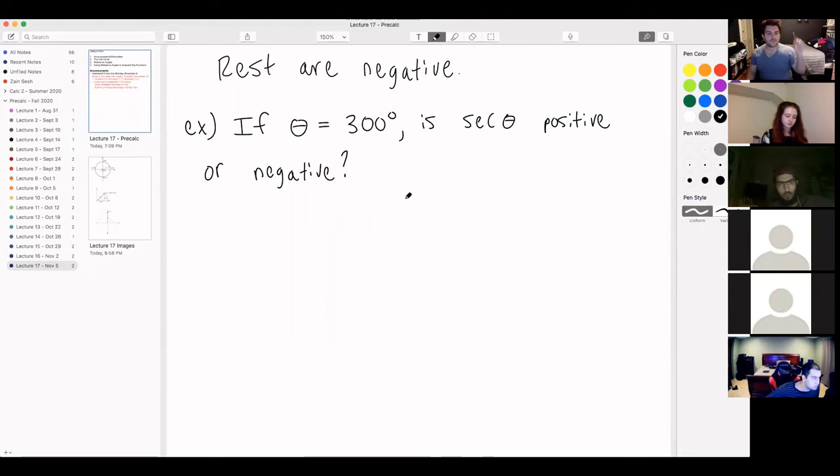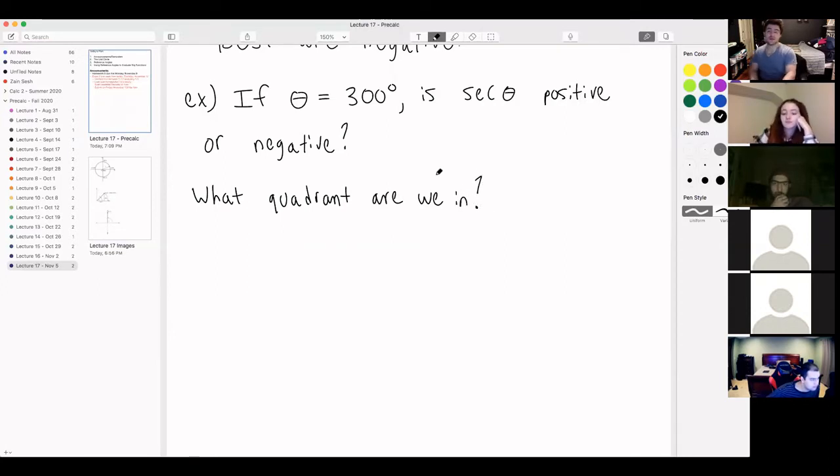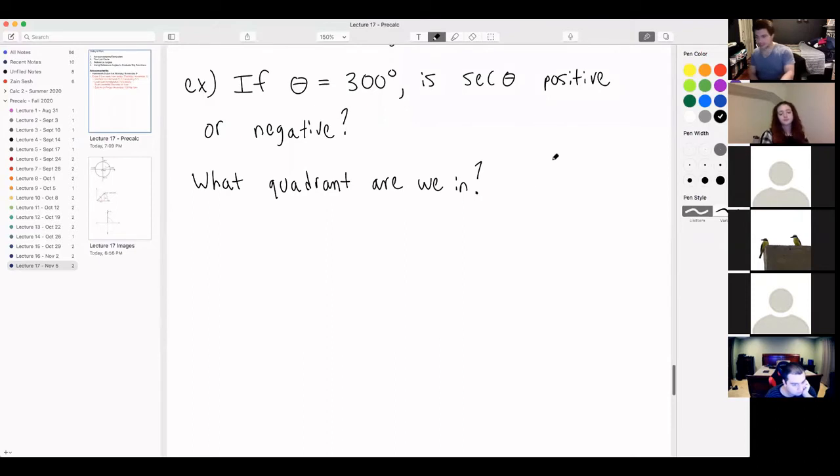Firstly, we need to know what quadrant we're in. So I will ask you guys that first. What quadrant are we in? 300 degrees, what quadrant does that land us in? Remember, we need to know the quadrant to know what's positive or negative. Would someone like to tell me? Fourth. Fourth, excellent. So that's the first piece of data that we need.